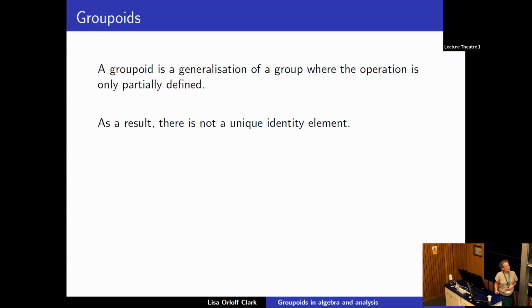So groupoid. I think you saw the definition of a groupoid in general. It is a generalization of a group where the operation is only partially defined, and as a result, there's not a unique identity element.